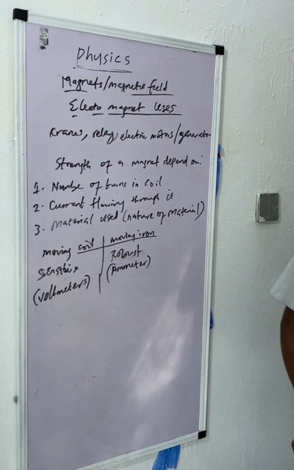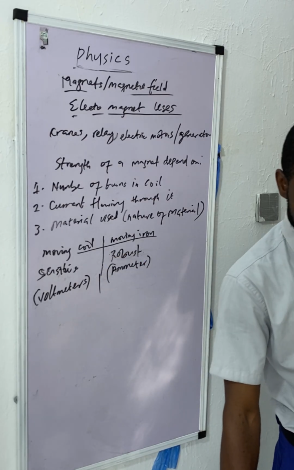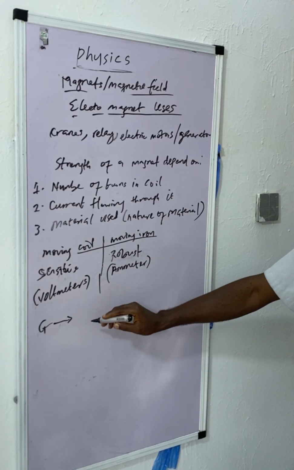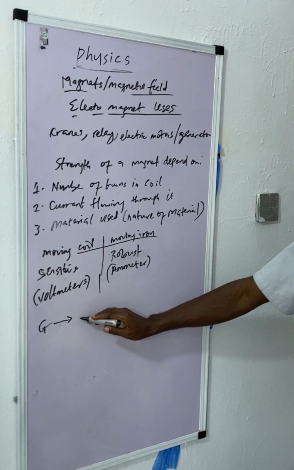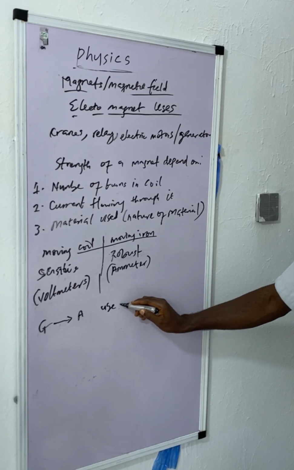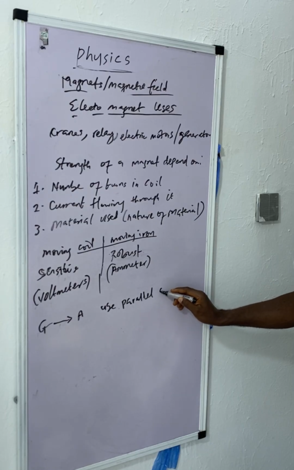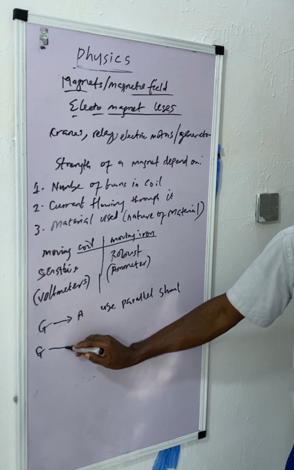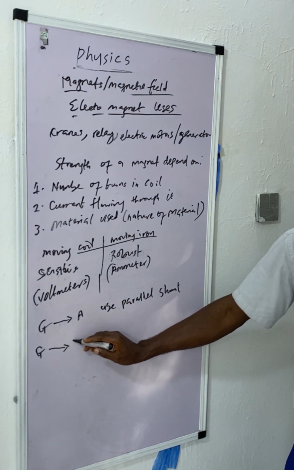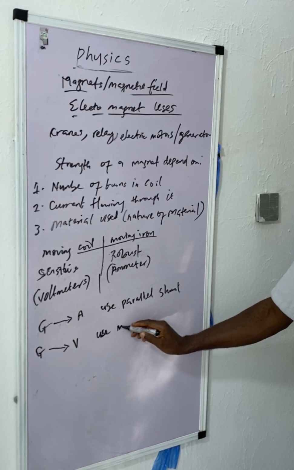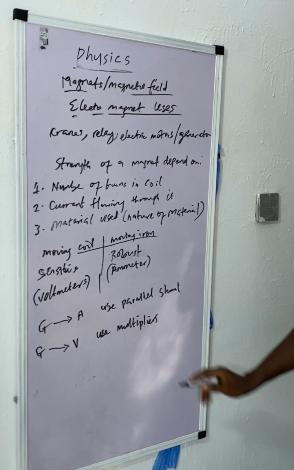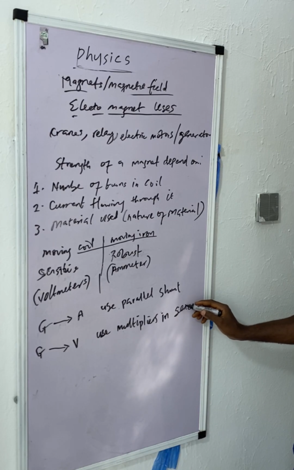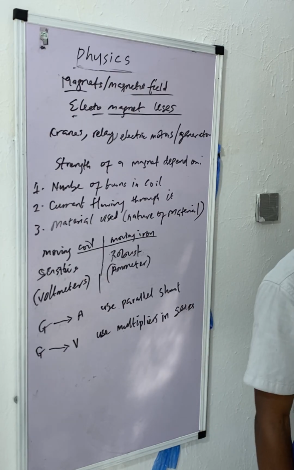All right, so that's that for that. So how do we convert a galvanometer to an ammeter? Converting from galvanometer to ammeter, we use a shunt. Use a parallel shunt. Then from galvanometer to voltmeter, we use multipliers, and these multipliers must be in series.